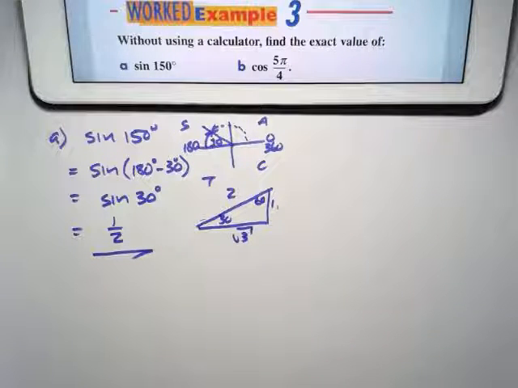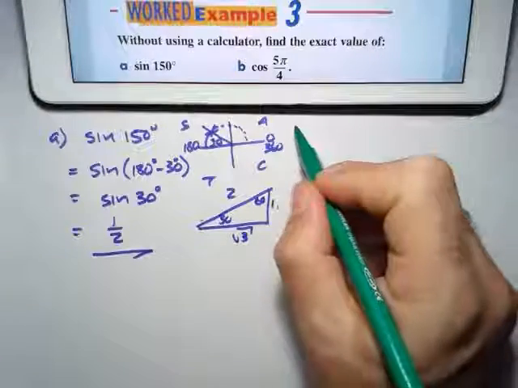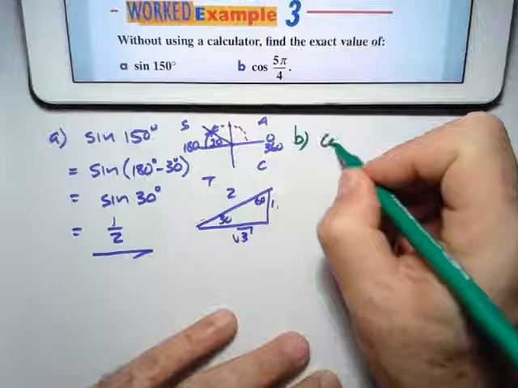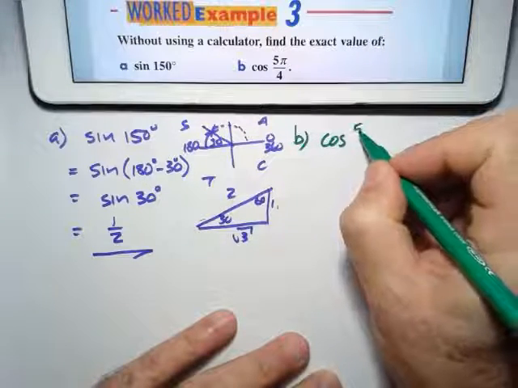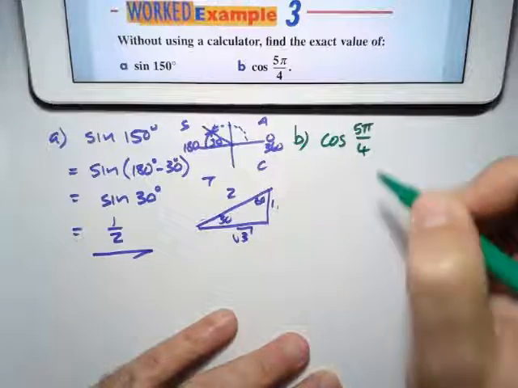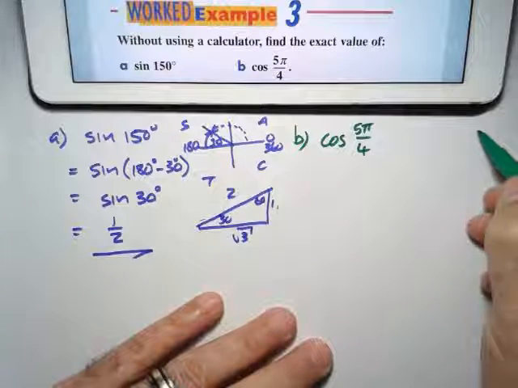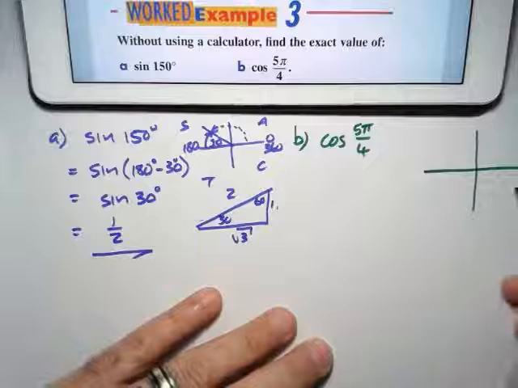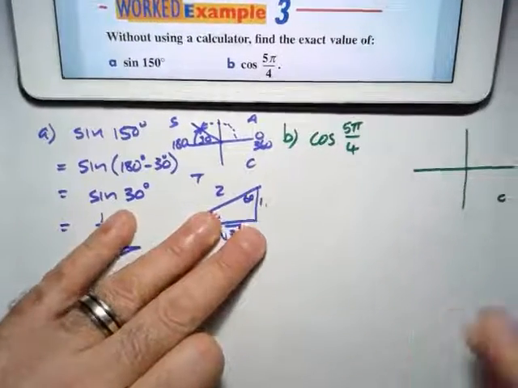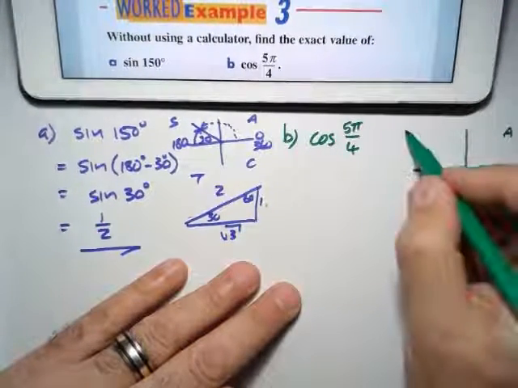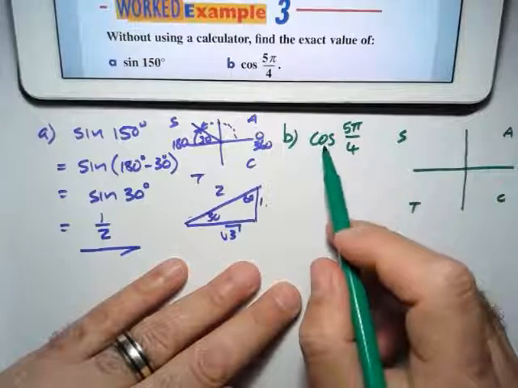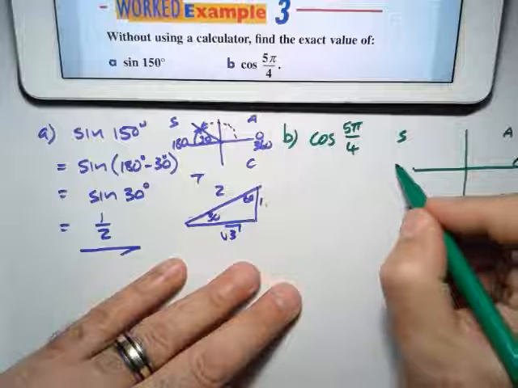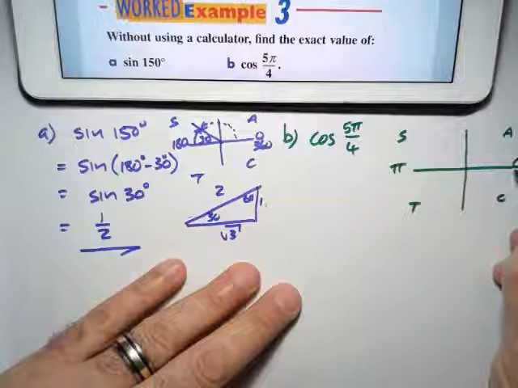Please take note. The B question, the only difference is I work in radians, not in degrees. Cos 5 pi over 4. First thing, CAST diagram. I say cos of 5 pi over 4. If I'm in pi, this is 0, this is pi, and this is 2 pi.